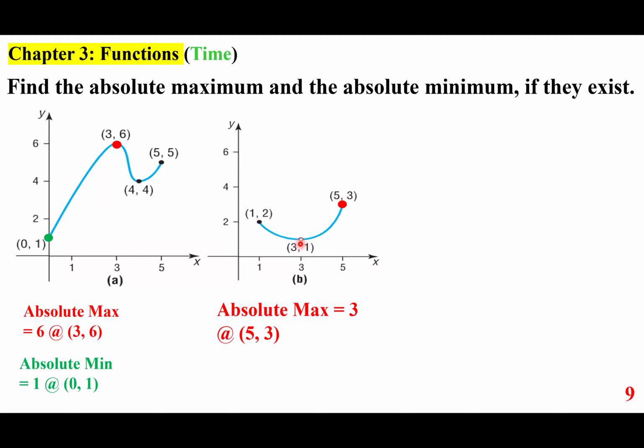Absolute minimum could have been this point, but this is a hole, so it's not part of the graph. Therefore, there is no absolute minimum. Again, why is that? Because this point doesn't belong to the graph. There's a hole there. That's important to understand.